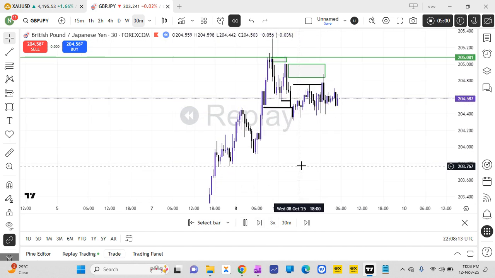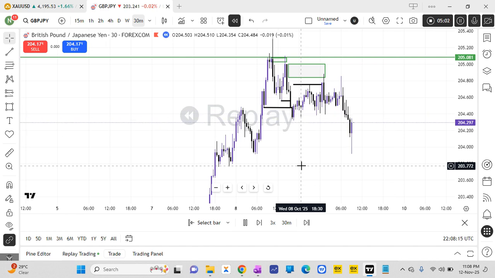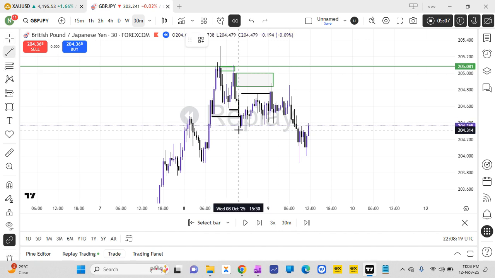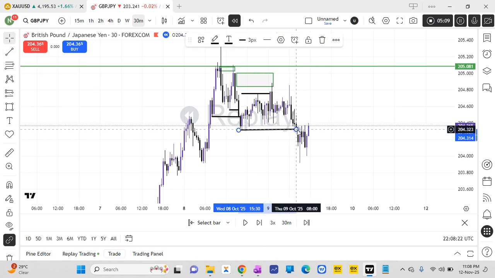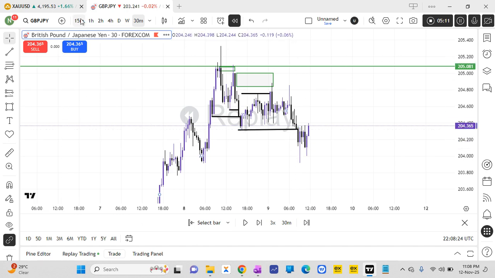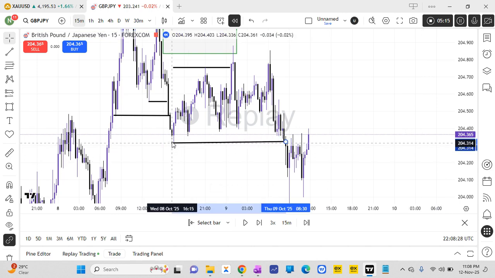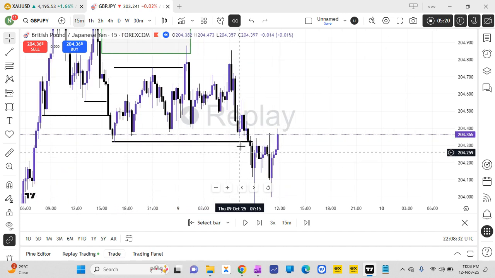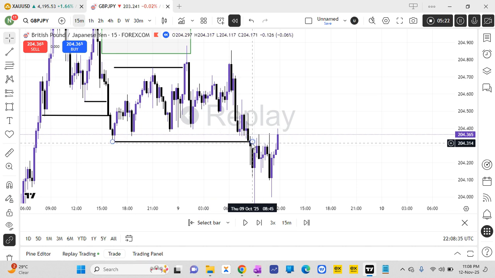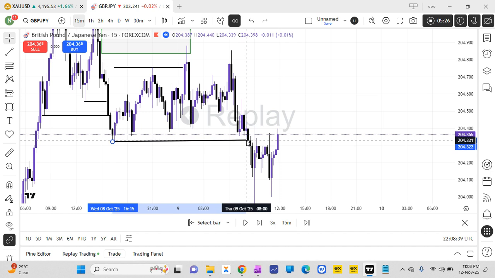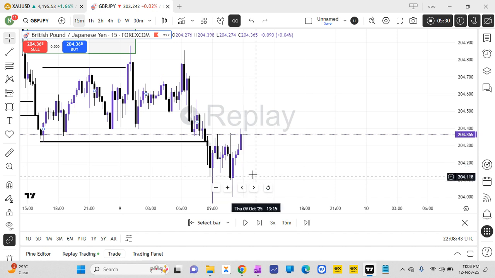So let's see what we have. Now I'm waiting for a break of structure to continue. This is a break of structure. Let me go down to 15 minutes. Let me see if there's any inducement. This is a double break of structure, not just a break of structure. The market took out this high, took out this resistance zone, so double break of structure. But the inducement is not complete.